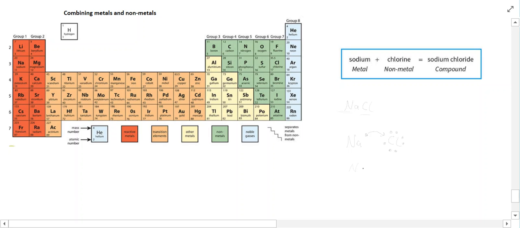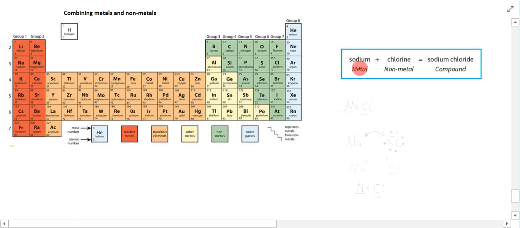When sodium loses that electron, it'll have one proton more than it has electrons, so therefore it'll have a +1 positive charge. Chlorine will gain an extra electron, so it will have one more electron than it has protons, so therefore it'll have a negative charge. So these will become charged ions, and then this positively charged ion is going to attract this negatively charged ion, and you'll get your compound forming, which is sodium chloride. So essentially what you're getting is the combination of a metal with a non-metal. So remember, these are the metals and these are the non-metals.